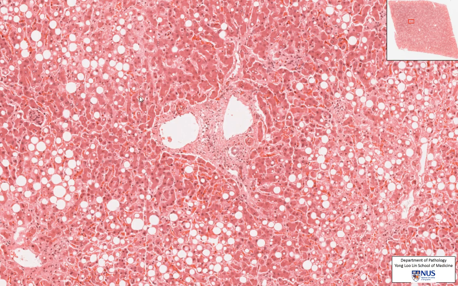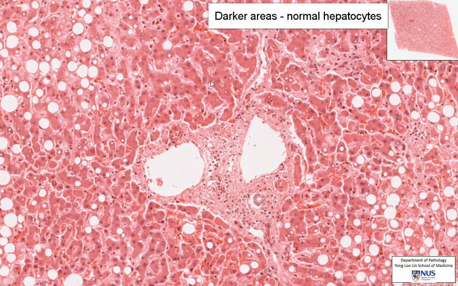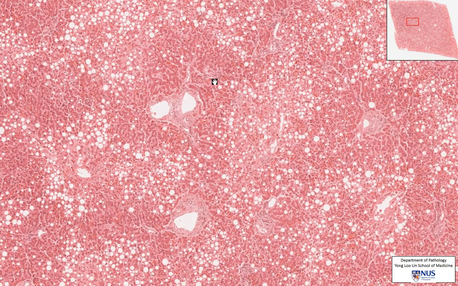Around this, there are actually quite normal trabeculae of hepatocytes. We can see that the cells are polygonal, they have quite dense granular pink cytoplasm, and relatively small rounded nuclei. Now let's zoom out and look at a pale area.